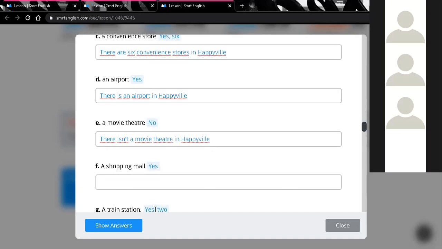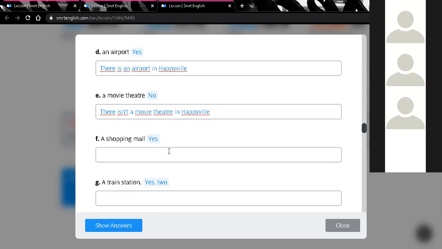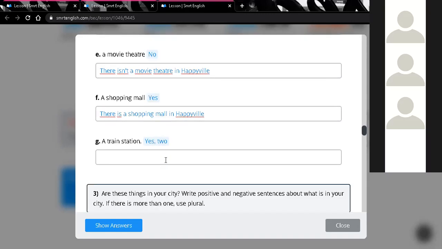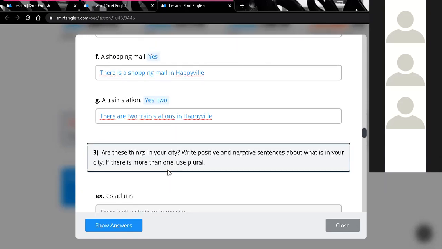Okay. A shopping mall. There is a shopping mall in Happyville. A train station. There are 2 train stations in Happyville. Very good. Okay, now it says in here, are these things in your city?